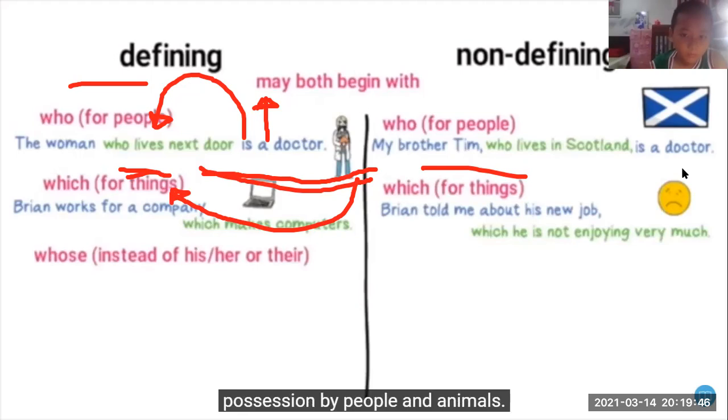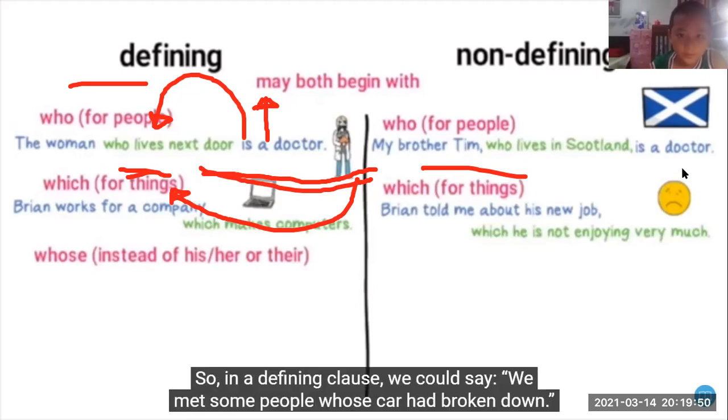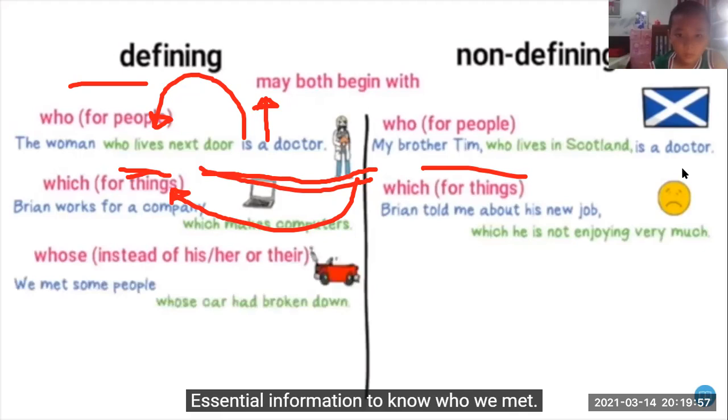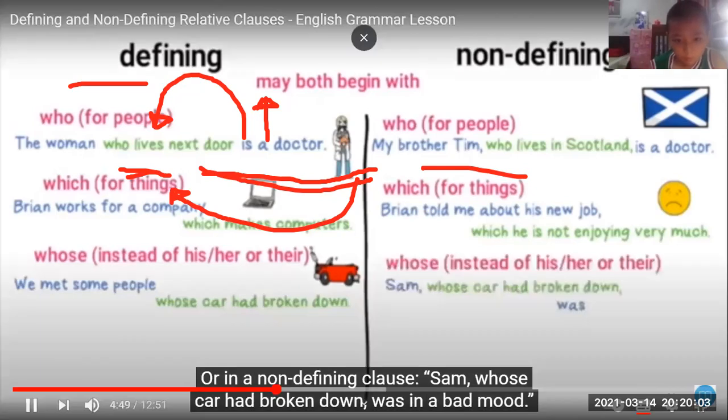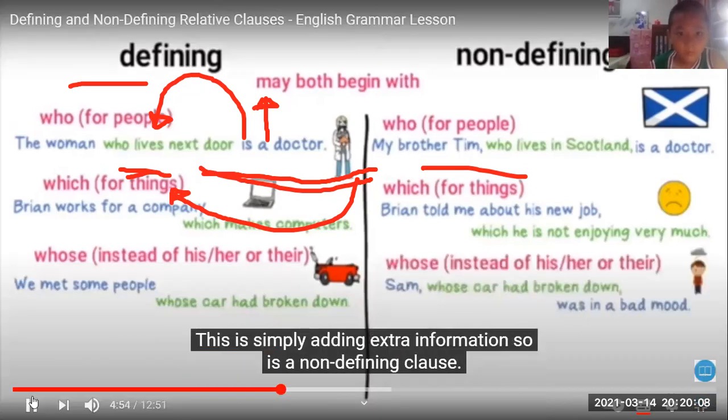Whose. Instead of his, her, or their, we usually use whose as a relative pronoun to indicate possession by people and animals. So in a defining clause, we could say, we met some people whose car had broken down. Essential information to know who we met. Or in a non-defining clause, Sam, whose car had broken down, was in a bad mood. This is simply adding extra information, so it's a non-defining clause.